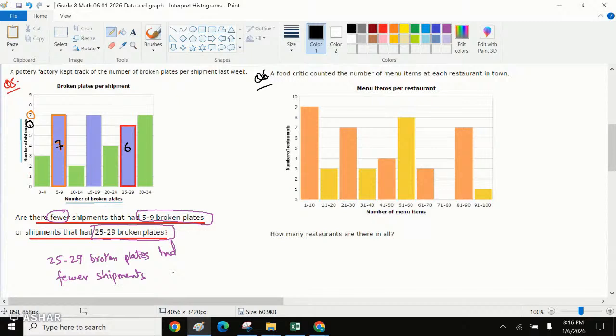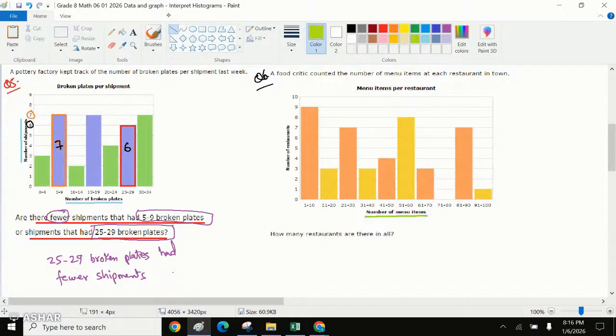A food critic counted the number of menu items, right? How many things are being offered? Menu items are these. That means from 1 to 10, they were offering 9 menu items. From 11 to 20, they were offering 3. 21 to 30, they were offering 7, right? And so on.